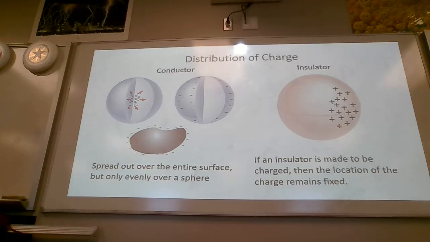How it's distributed. Insulator again, it's however it started. It could be isolated, it could be just evenly distributed. It kind of depends on how the problem is made up. With a conductor, they always go to the surface. On a sphere, they spread out evenly over a sphere. But if it's a weird shape, then it has a tendency to congregate at points. We'll talk about why that is later.